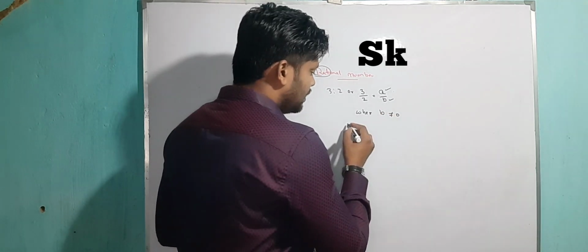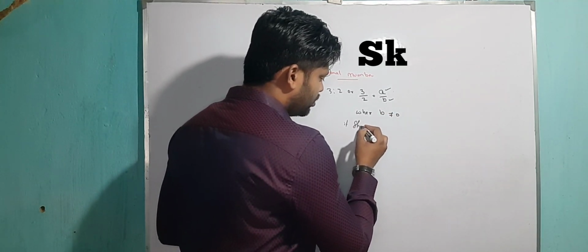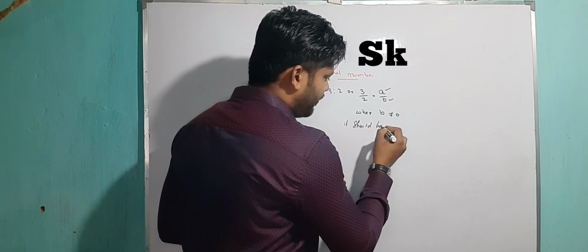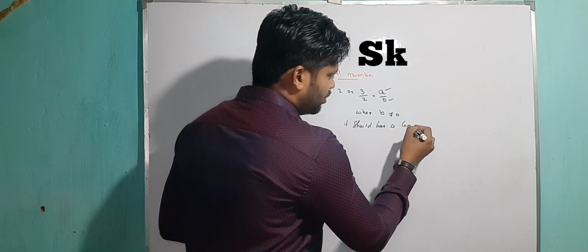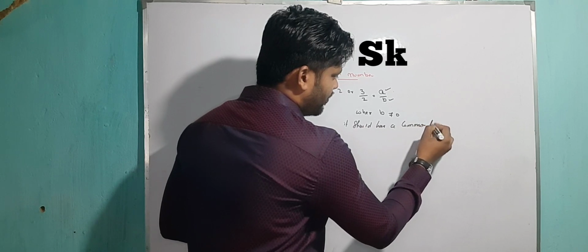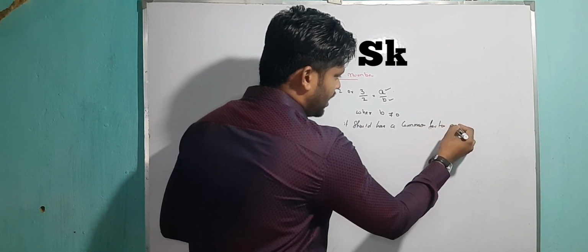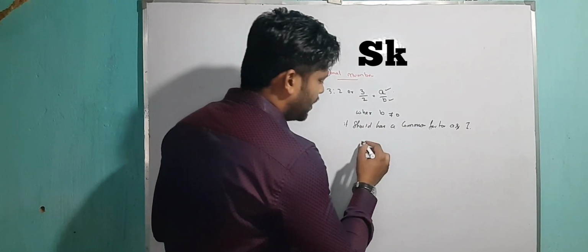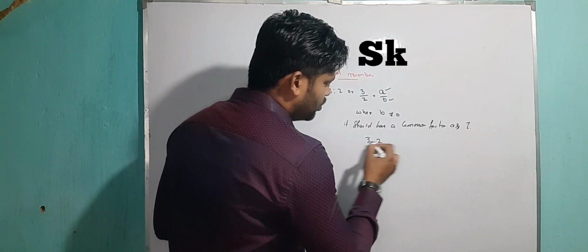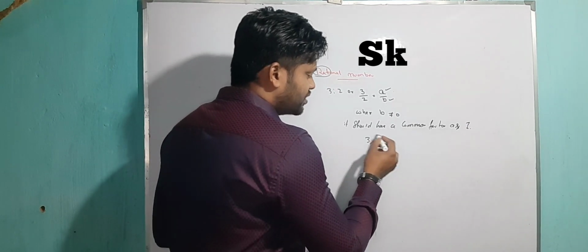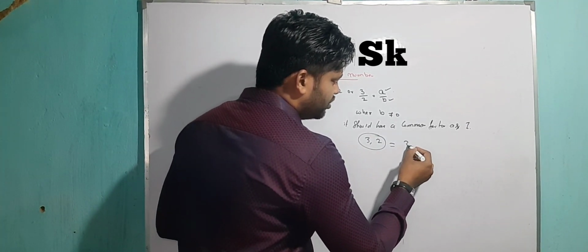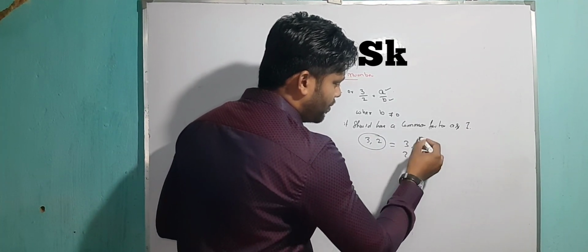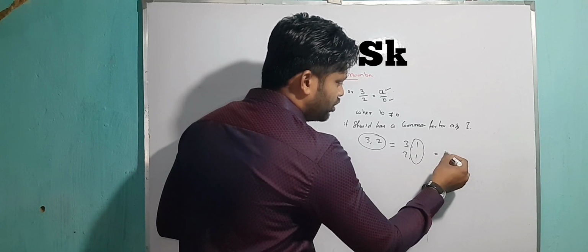Okay, and it should have a common factor as 1. What does it mean? The number is 3 by 2. Now what are the factors it will have? Sir, the factors are 3 and 1, and 2 and 1. So what is the common factor? Sir, only 1. So it should be like this.